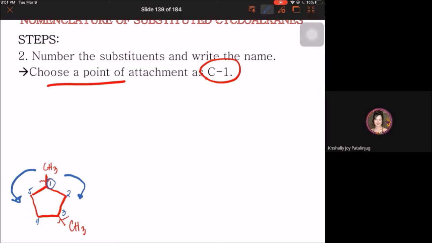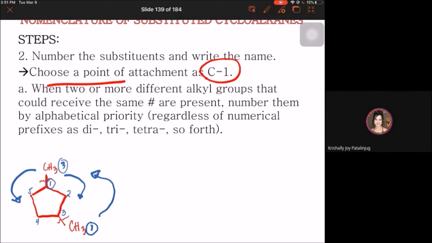Okay? So that is how you choose a point of attachment. This is easy because only methyl groups are present. You don't need to choose, okay? Only at carbon 1, there is no need to choose since both are methyl. This could also be your number 1. If this is your number 1, you rotate to the left, right? Still carbon 3. So you will still have the same numbers, 1 and 3. Okay, either. So that is how you choose the point of attachment.